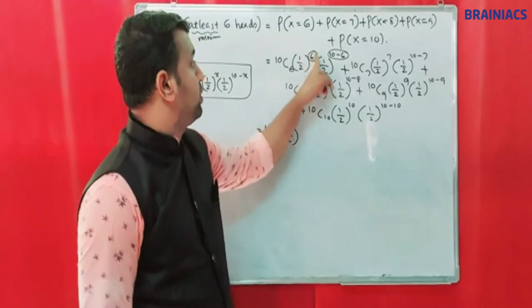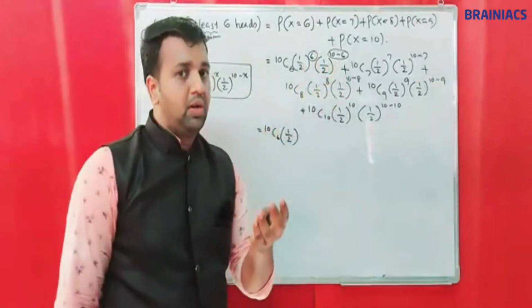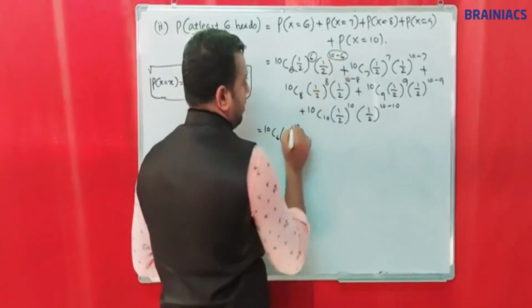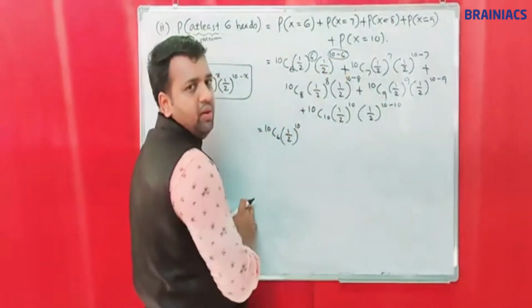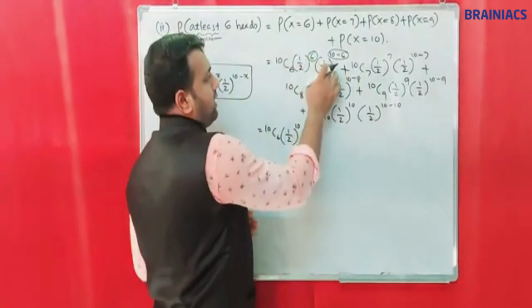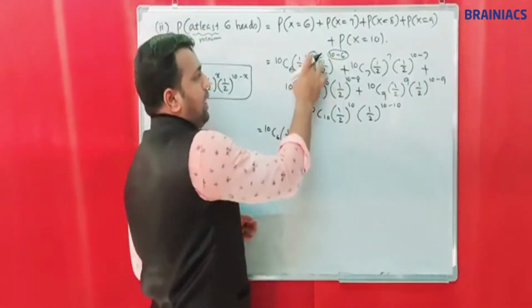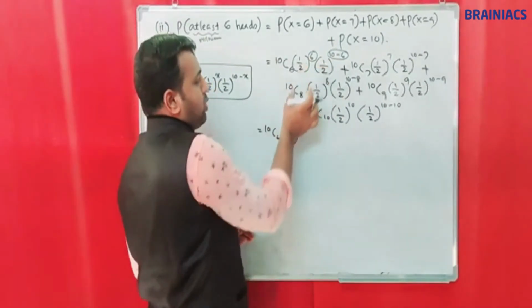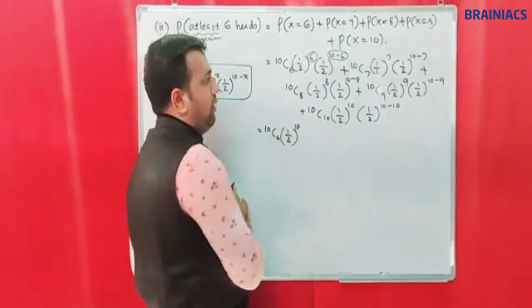So 1 by 2 raised to 6 into 1 by 2 raised to 4 can be written as 1 by 2 raised to 6 plus 4, which is equal to 1 by 2 raised to 10. Okay, x raised to m into x raised to n can be written as x raised to m plus n. So these two values together form 1 by 2 raised to 10.